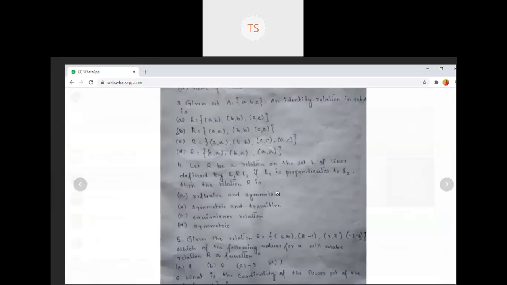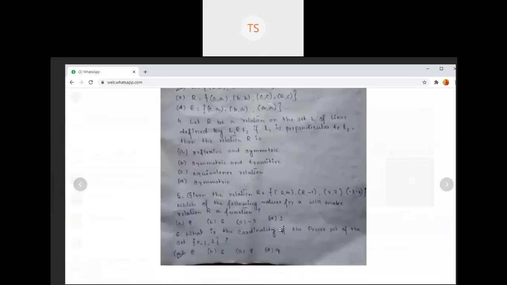Question number 5 gives the relation capital R with ordered pairs (6, 4), (8, -1), (x, 7) and (-3, -6). Which of the following values for x will make the relation R a function? That means you have a relation whose ordered pairs are (6, 4), (8, -1), (x, 7) and (-3, -6).